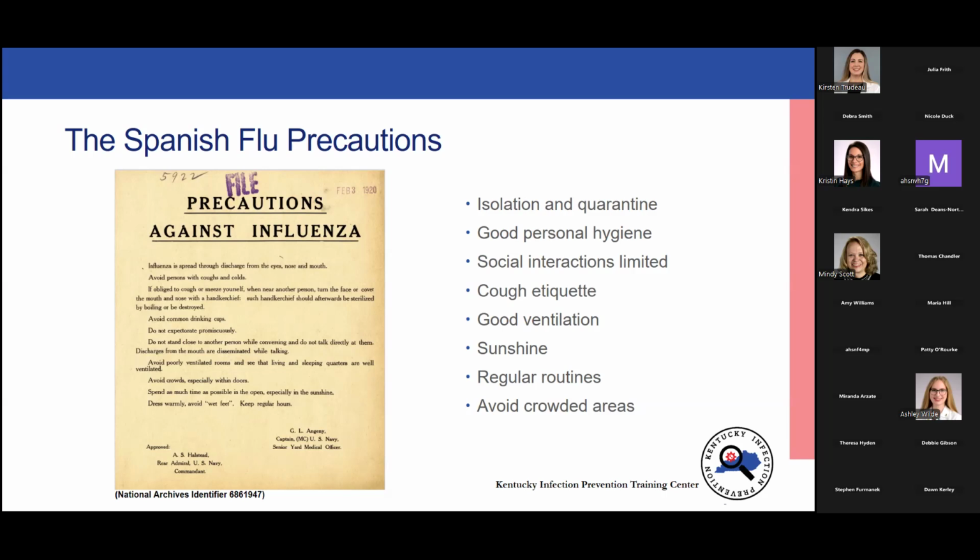Avoid poorly ventilated rooms and see that living and sleeping quarters are well ventilated. Avoid crowds, especially indoors. Spend as much time as possible in the open, especially in the sunshine, and dress warmly to avoid wet feet and keep regular hours. So it's interesting that these precautions are things we're still kind of harping on today, and some people still don't quite understand this. Of course, some of this, like avoiding wet feet, is not as applicable today. But you can tell that there are many things that we are still doing.